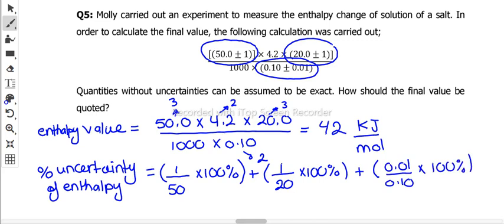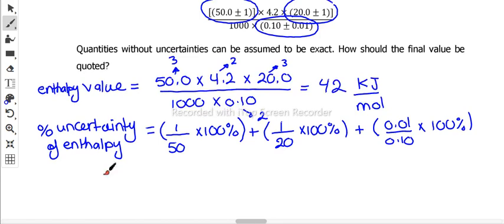Now for the other numbers, which are 4.2 and 1000, as mentioned in the question, assume that they are exact, so there is no uncertainty for them. So I took all the percentages and added them together. Now using the calculator, the final answer is 17%.